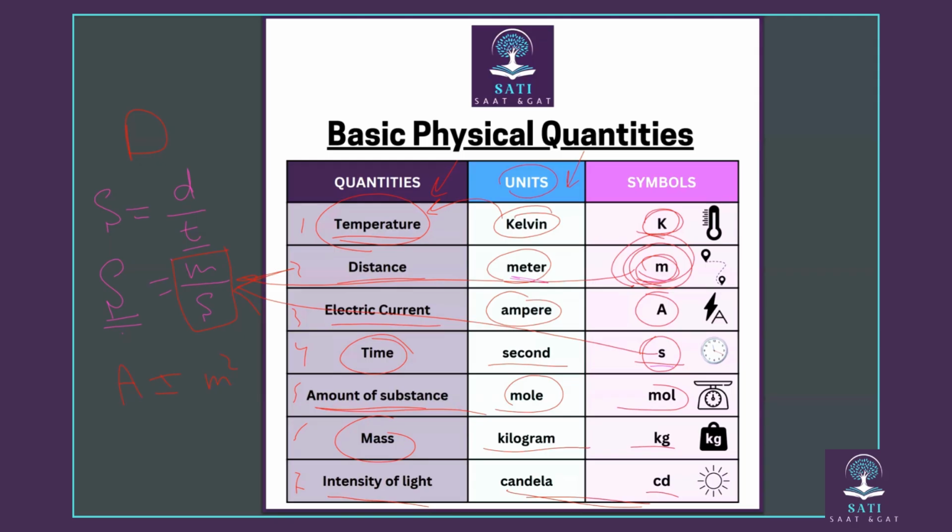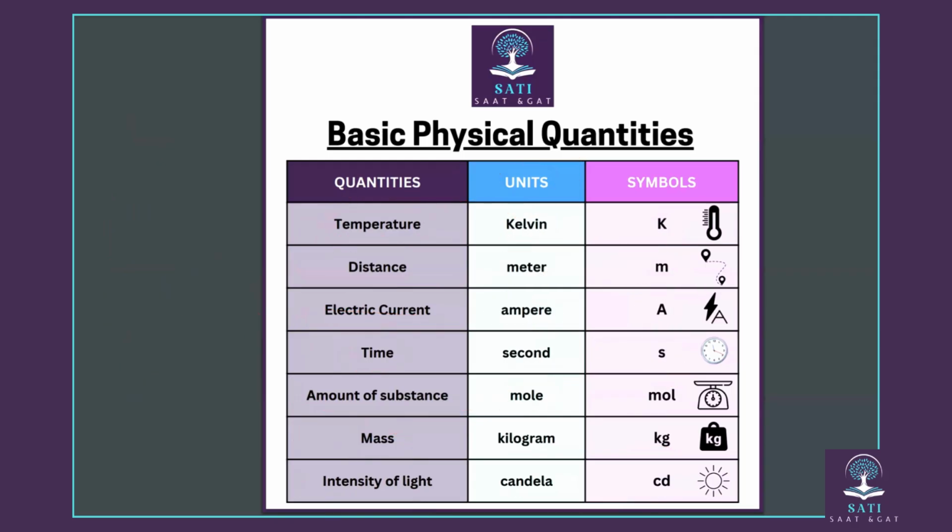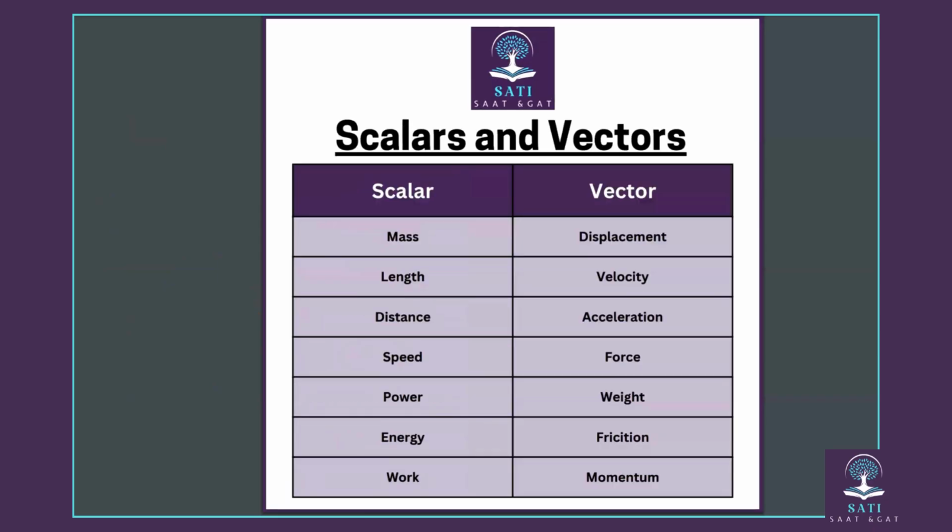Okay, now we'll go to the second part. What is the second part? It is scalars and vectors. Okay, what are scalar quantities and what are vector quantities? If I'm talking about, for example, temperature, and I ask you what is the temperature in your room, you're going to tell me, regardless of the unit, that the temperature is 30 degrees Celsius.